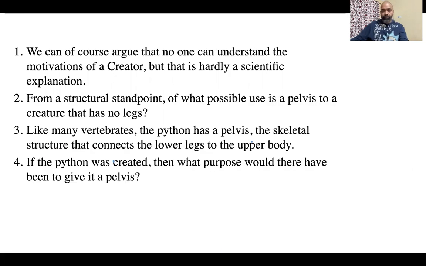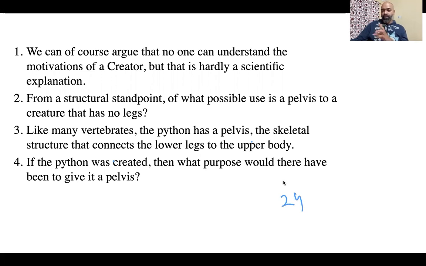Oh, my apologies. Which creature are we talking about is the first thing you should be asking. Okay, so second, if the python was created, then what purpose would there have been to give it a pelvis? Okay, so between 2 and 4, you understand that the second sentence has to come before the 4th sentence by simple reasoning, right? So from a structural standpoint, what possible use is a pelvis to a creature that has no legs? If the python was created, then what purpose would there have been to give it a pelvis?